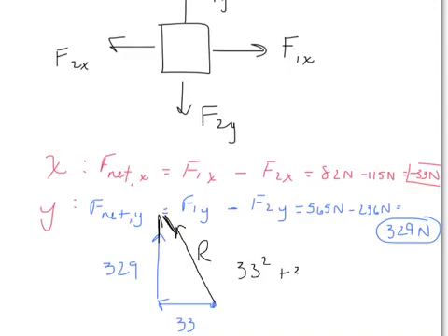Now, what we're going to see is we're going to have Pythagorean theorem that exists here. 33 squared plus 329 squared equals r squared. And that'll give us an r value of approximately 330.7 newtons.